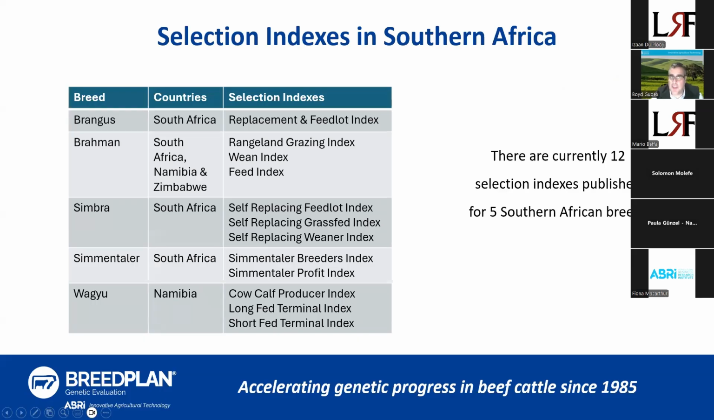So in Southern Africa, we currently have 12 different selection indexes available for 5 different Southern African breeds, and they are listed here on the screen. So not everyone has them. That is certainly a long-term goal to work towards, and yeah, in time, hopefully we will get there.